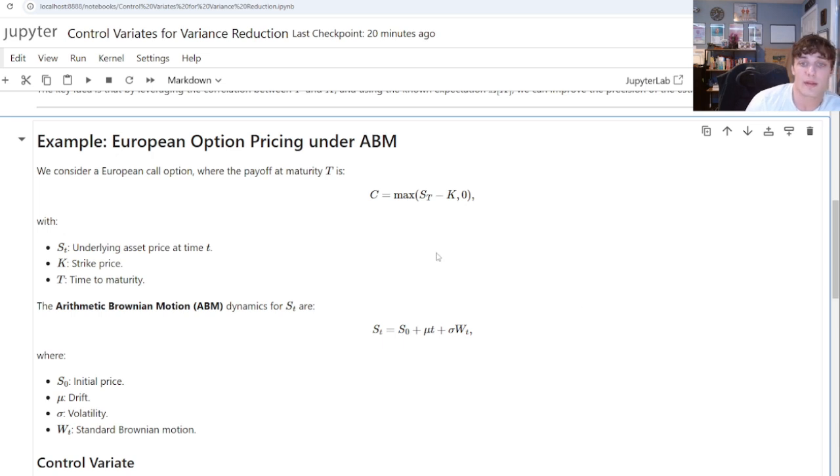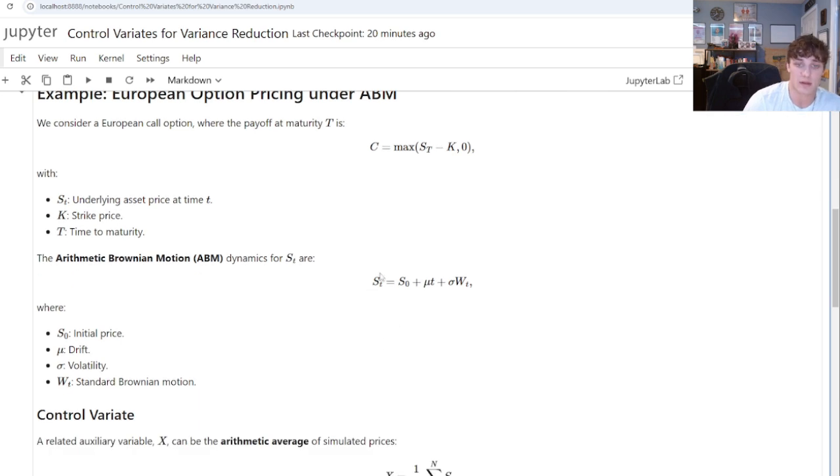So we know that the call option at maturity has a payoff function of S of T minus K and 0, whichever one is larger. Our hockey stick diagrams, if you will. And we know that the dynamics for the underlying asset are given under arithmetic Brownian motion by this equation here, where we have an initial asset price, we add some drift scaled by time, and we add some volatility scaled by sigma.